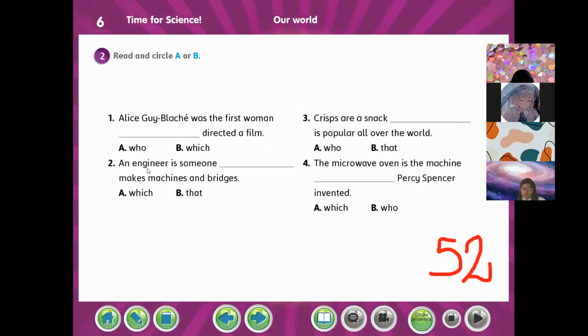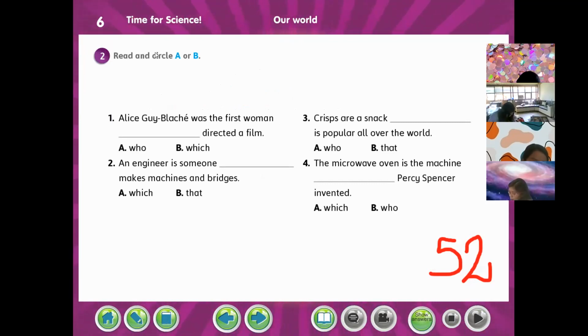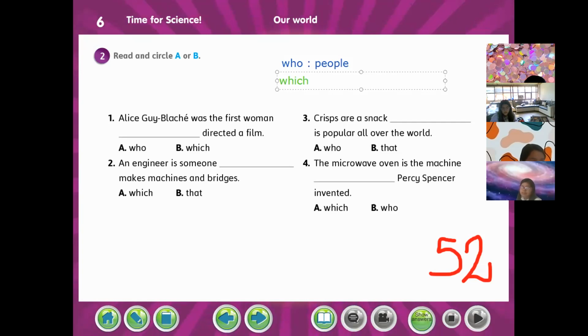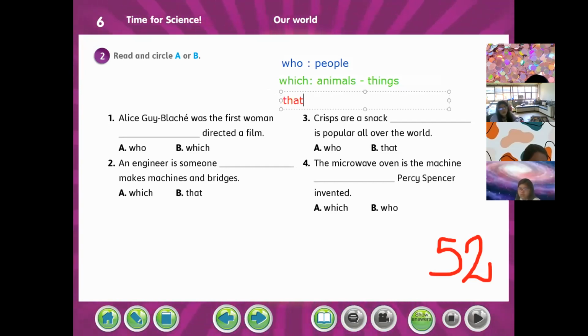Yeah, let's complete these sentences with who, which, or that. Okay? Who, which, or that. You know this grammar. Yes, you know. Tell me, who is for people, animals, or objects? Who is for people. For people, very good. Which is for animals and objects. Yeah, very good. Animals and things, objects. And that is for things, and it's also possible for people. Okay, raise your hand, please.